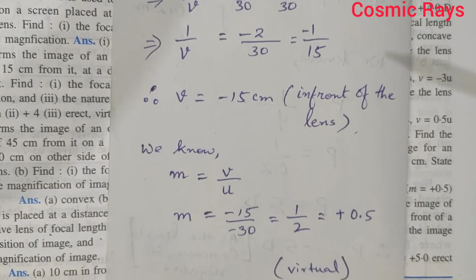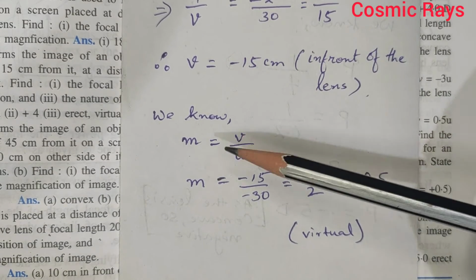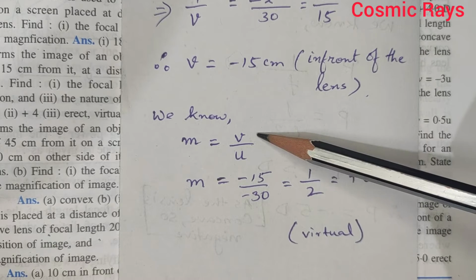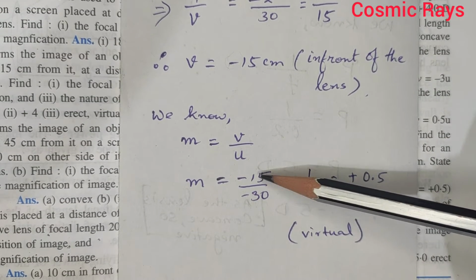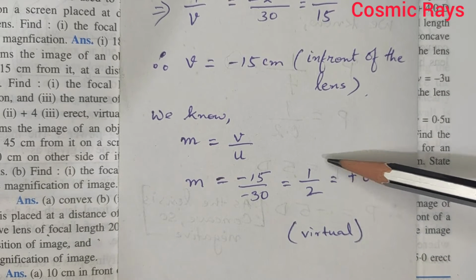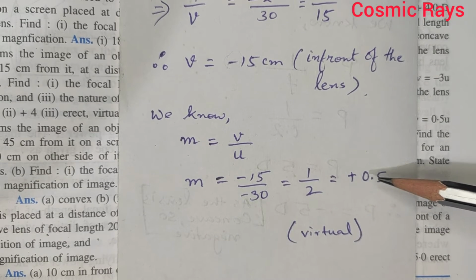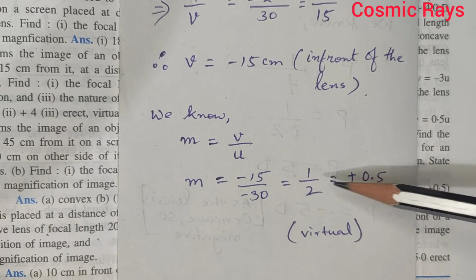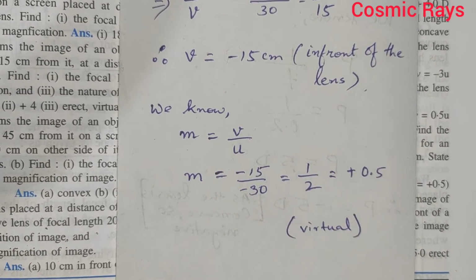And the second part, we have to calculate the magnification. So we know the formula for magnification is V upon U, that is image distance upon object distance. So that is equal to minus 15 upon minus 30. Again it will be 1 by 2, so plus 0.5, and since this is positive, magnification is positive, so the image is virtual and erect.